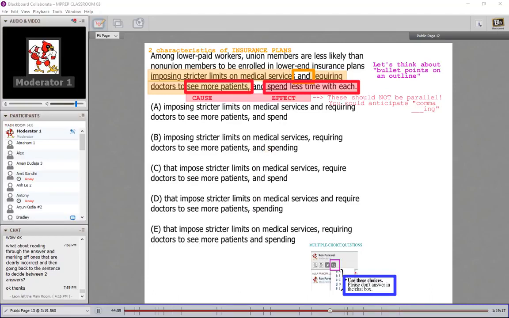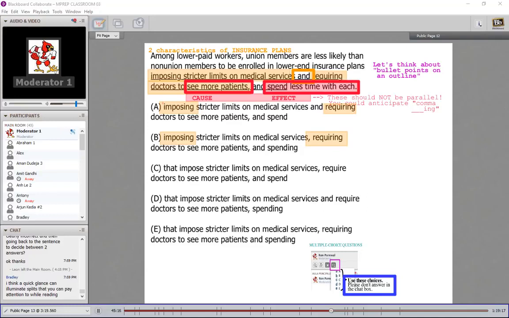But okay, the things that should be parallel are the orange things. So imposing and requiring in choice A, that's fine. That part is at least. Imposing, comma, requiring, that's not fine. You need "and" here.